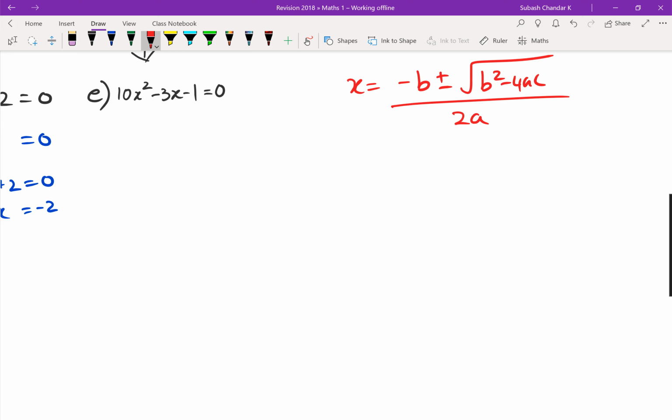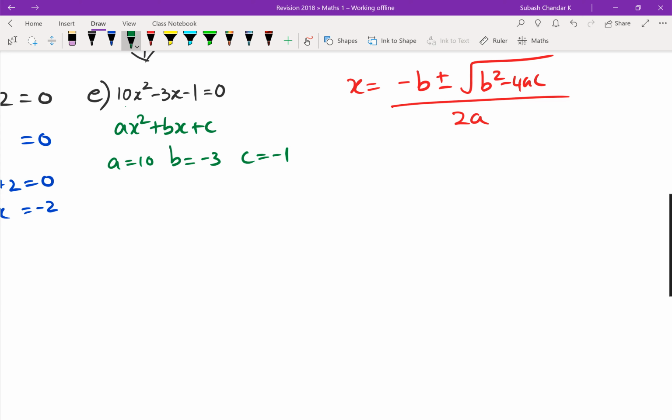I want you guys to use that formula to try and solve this equation. I'll even give you what a, b, c are. Remember, you've got to write it as ax squared plus bx plus c. So that means a is equal to 10, b equals minus 3, c equals minus 1. And I actually want you guys to try and do this today. I'm going to give you another question like that as well after we finish this one.